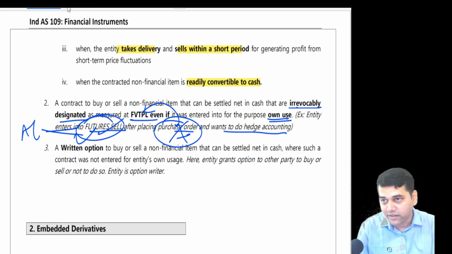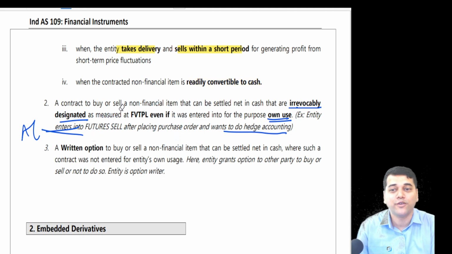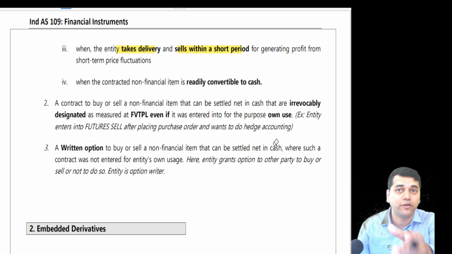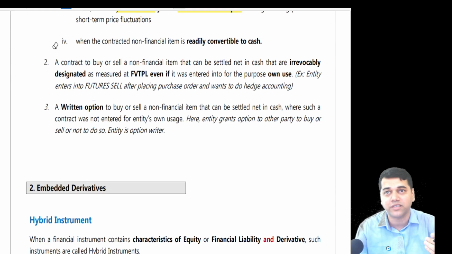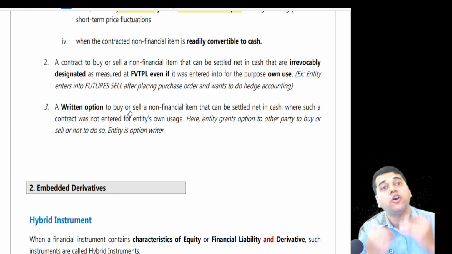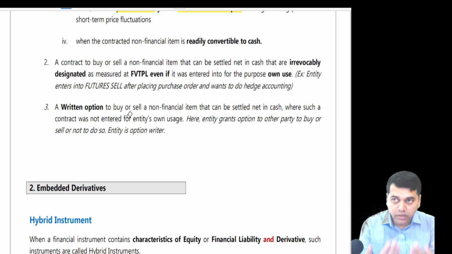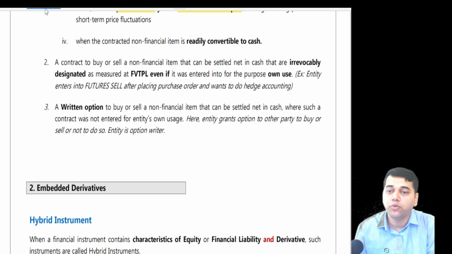And third beautiful thing comes. Guess what? On day one, if I had entered, you explained all these things. It's a confusing thing. Now it makes more sense to you because we have gone through classification and all other stuff. It says that, look, you have given one written option. Written option means what? You have given an option to the opposite party. You are an entity. You have given an option to the other party to buy or sell a non-financial asset that can be settled net in cash, where such contract was not entered for the own usage.